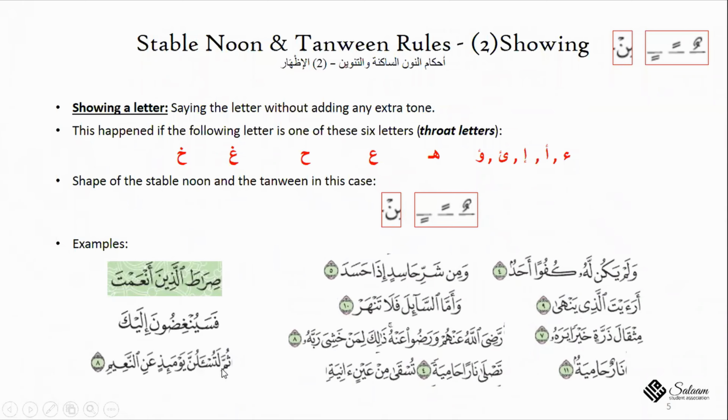Here, meem with shadda, complete tone. Noon with shadda, complete tone. Tanween with ayn after it, showing, or idhar. Noon with shadda, complete tone. ثم لتسألن يومئذ عن النعيم. So here, also idhar.